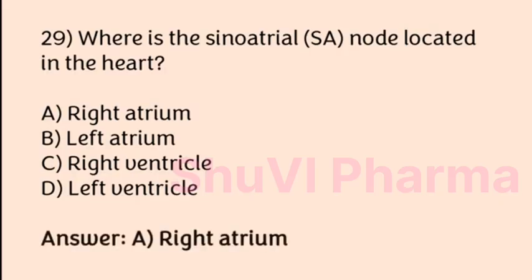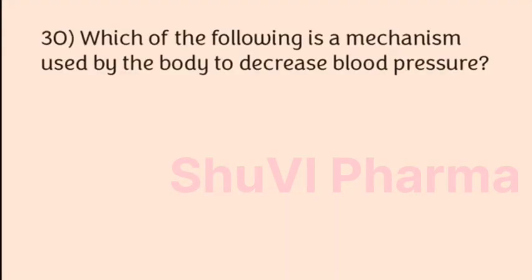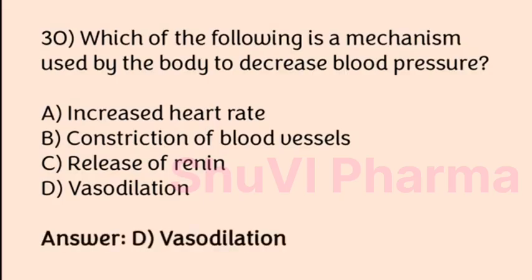The correct answer is option A. The sinoatrial SA node is located in the right atrium of the heart. Which of the following is a mechanism used by the body to decrease blood pressure? Increase heart rate, constriction of blood vessel, release of renin, vasodilation. The correct answer is option D.